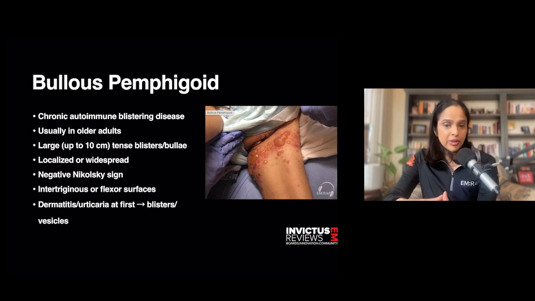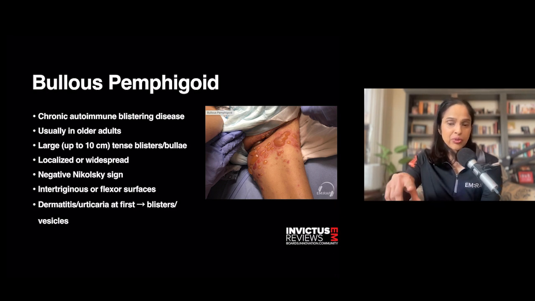So bullous pemphigoid, this is chronic, autoimmune, usually older. Pemphigus vulgaris is usually younger, and they're sicker, right? This is sort of a chronic thing. It can be serious, it can be a life-altering disease.